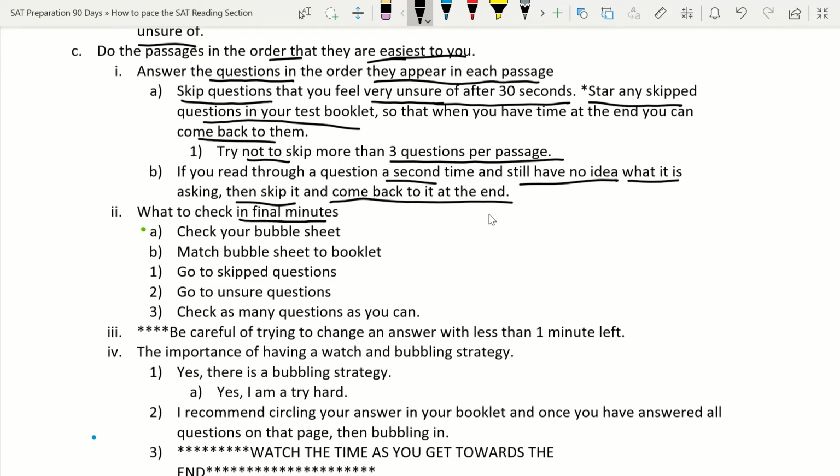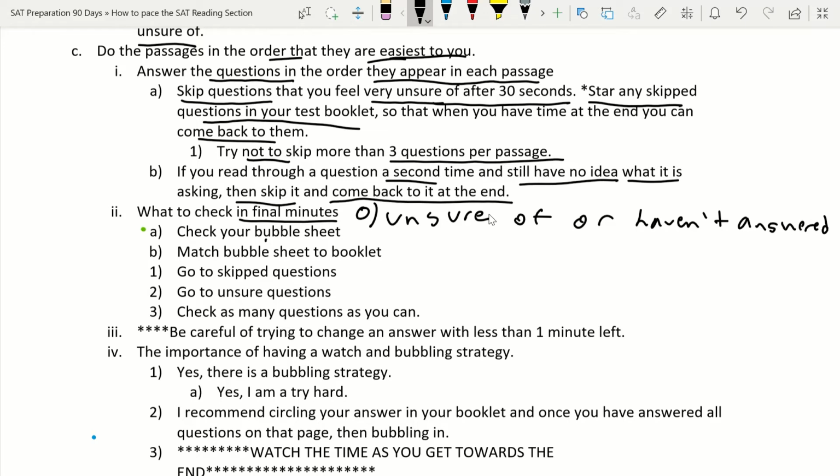So what to check in the final minutes. You've gone through, you've answered your questions. Obviously, once again, the zero step here: once you've gone through, if there's any questions that you were unsure of or any questions that you have not answered, obviously you want to answer every question. So anything you were unsure of or haven't answered, go back and answer those. Any of those starred questions, go back and do those.